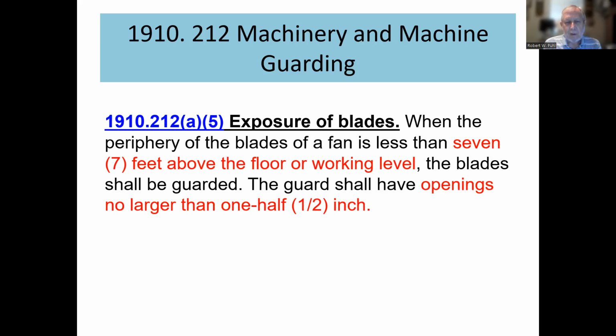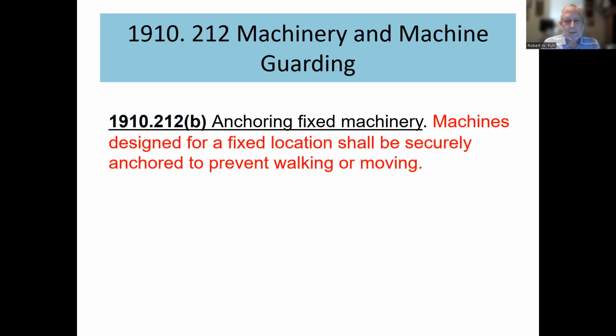So again, if the periphery of the blades of a fan is less than 7 feet above the floor or working level, the blade shall be guarded. The guard shall have openings no larger than 1/2 inch. 7 feet. Remember that, okay? 7 feet above the floor or working level or working surface. Remember that because that's in a whole bunch of regulations. And I'll give you my little regulation at the end of this thing.